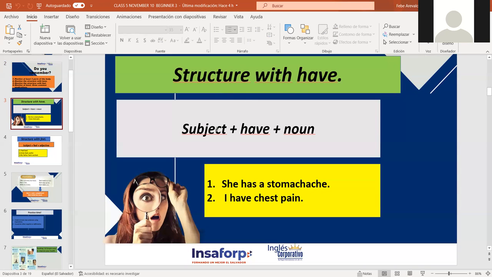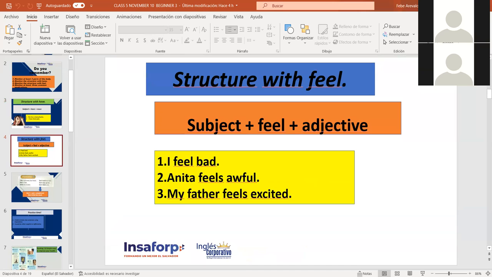Just for you to remember in case that we missed it, a structure with have: subject plus have plus noun, right? Vanessa Leiva, can you please read sentence number 1 and 2? One, she has a stomach. Number two, I have chest pain. Excellent, thank you, Vanessa.